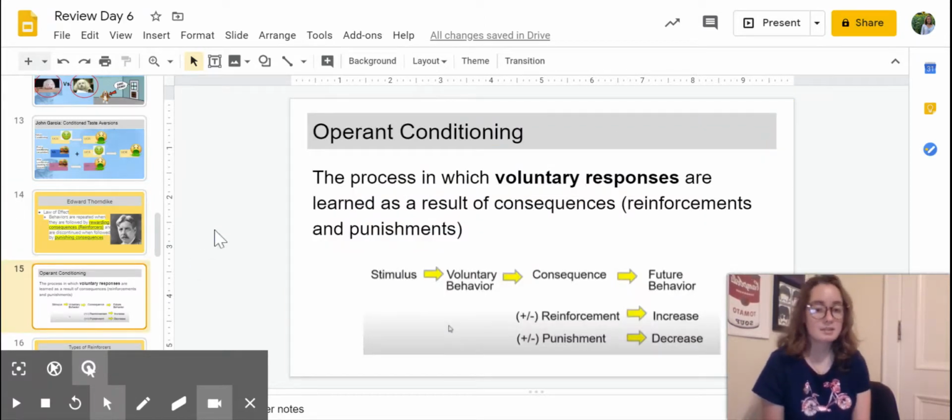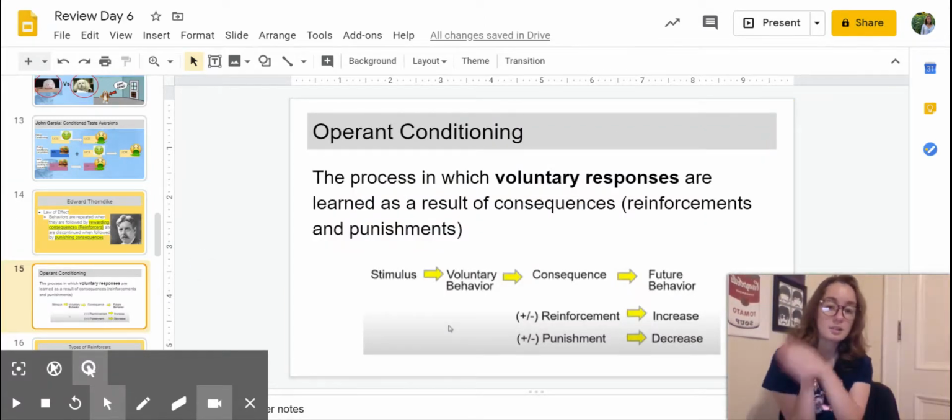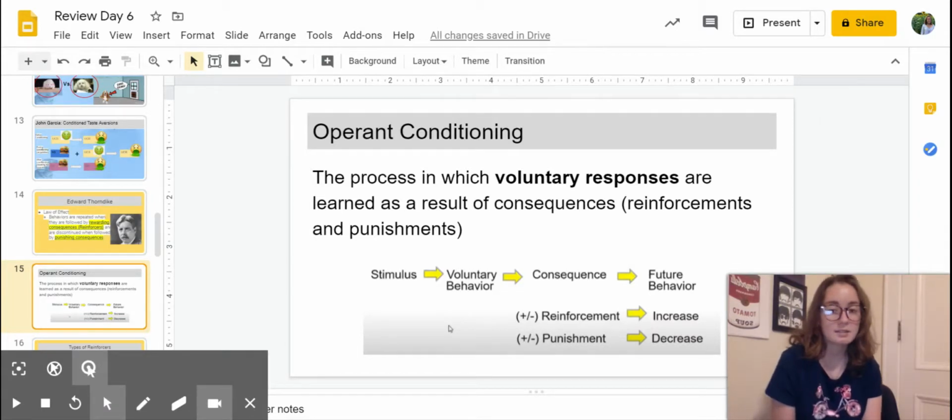So operant conditioning, remember I said it's different. Conditioning is learning, but it's different than classical conditioning in that operant is a voluntary response. And it's the behavior first, then the consequence, or reinforcement and punishment, after. So operant conditioning is just the process in which voluntary responses are learned as a result of getting a consequence that is a reinforcement or a punishment.